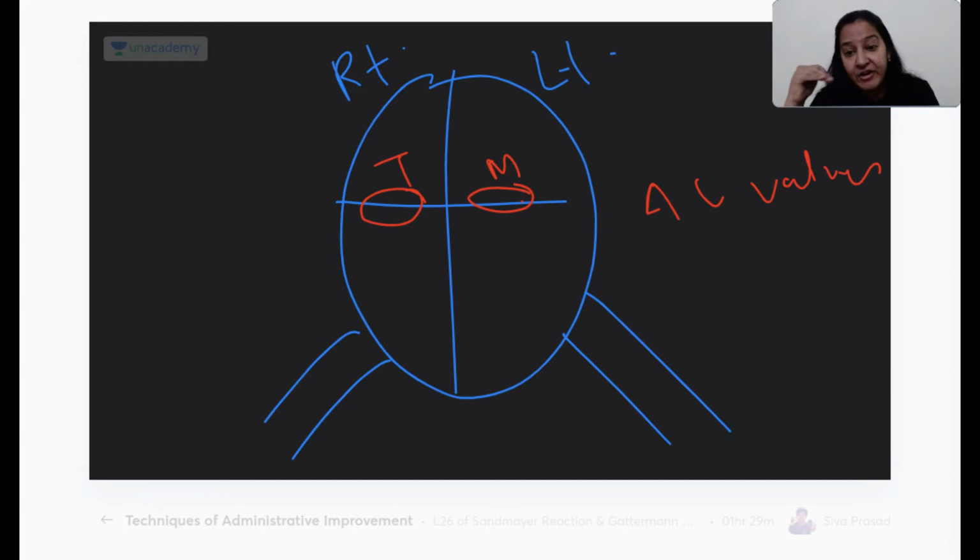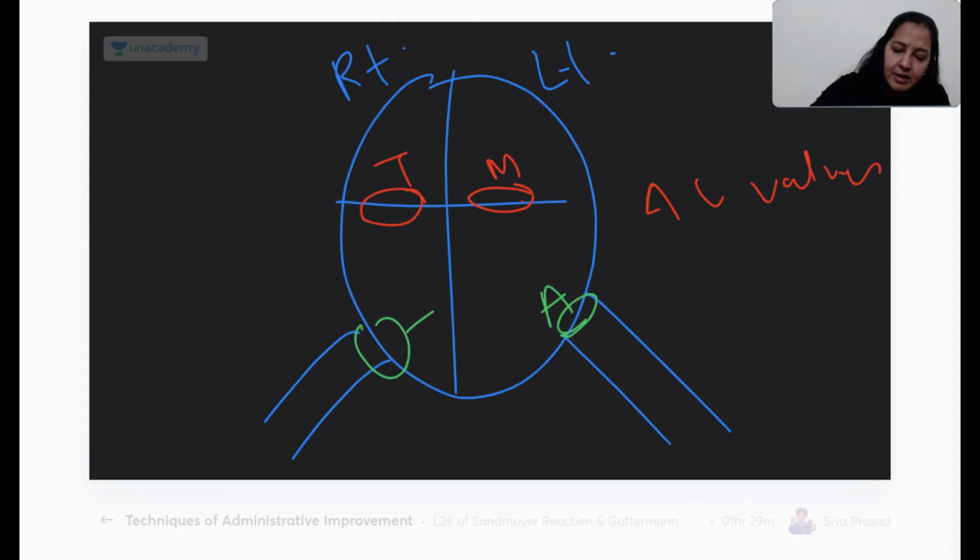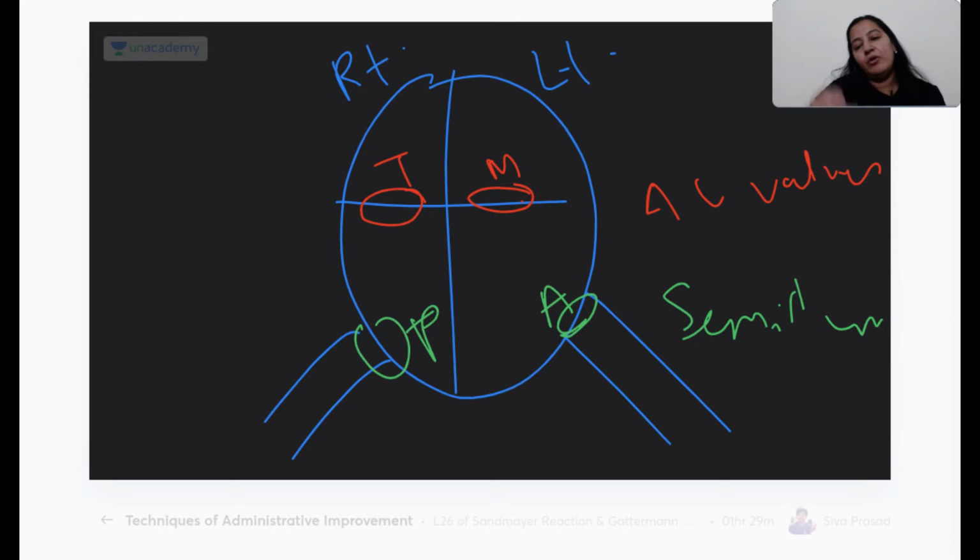AV valves means atrioventricular valves. They are present between atria and ventricle. And these two are known as semilunar valves. This is aortic on the left side and pulmonary on the right side. So if I am saying semilunar valves, you should consider these two, aortic and pulmonary. If I am saying AV valves, you should consider mitral and tricuspid.